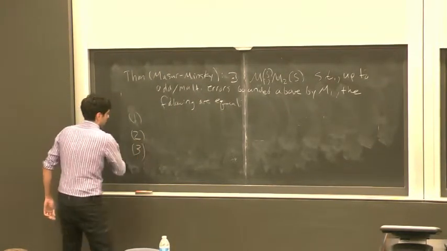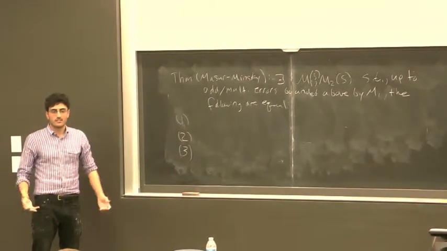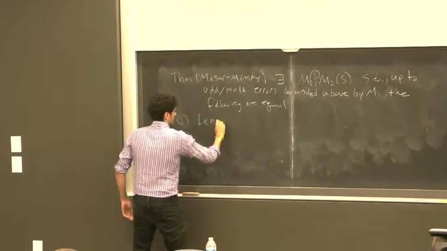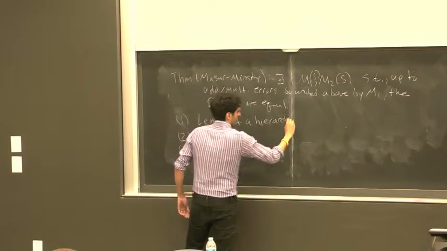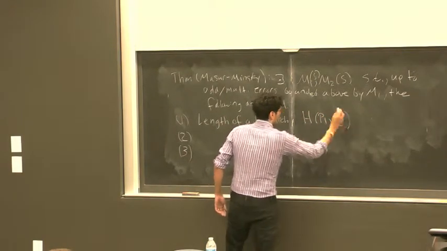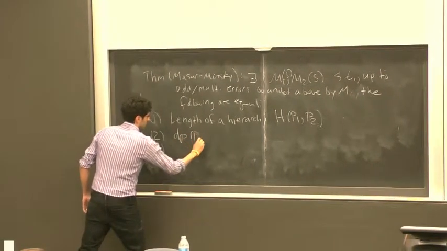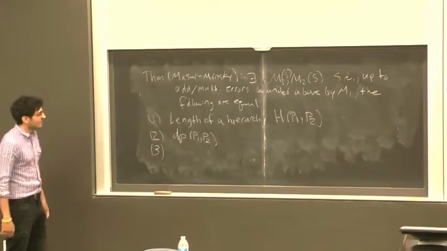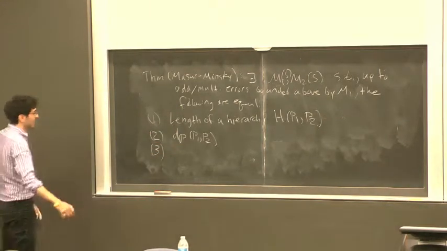1, 2, 3. Okay? The first is the length of a hierarchy connecting two pants decompositions, P1 and P2. Okay? The length, and if this makes sense to you, great. If it doesn't, I'm going to explain it. Of a hierarchy H connecting a pair of pants decompositions, P1 and P2. The second thing is the distance in the pants graph between P1 and P2. So already, if you don't know what a hierarchy is, it's a quasi-geodesic in the pants graph by the first part of this theorem, okay?